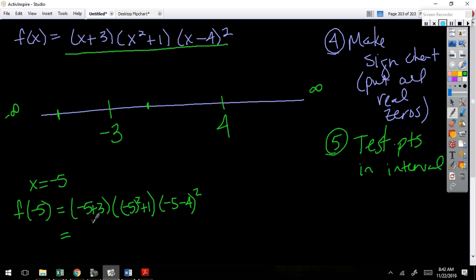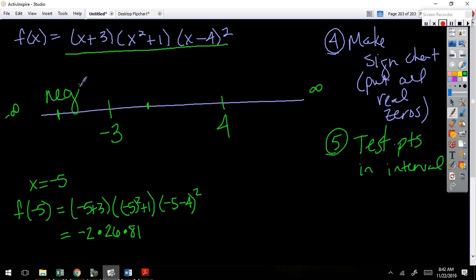-5 plus 3 is -2. Times -5 squared, positive 25 plus 1 is positive 26, right? Times -5 minus 4, squared, is positive 81. The value itself doesn't matter. I've got a negative times a positive, which gives me what? A negative. That's all I need to know. This is negative. Y'all with me on that?